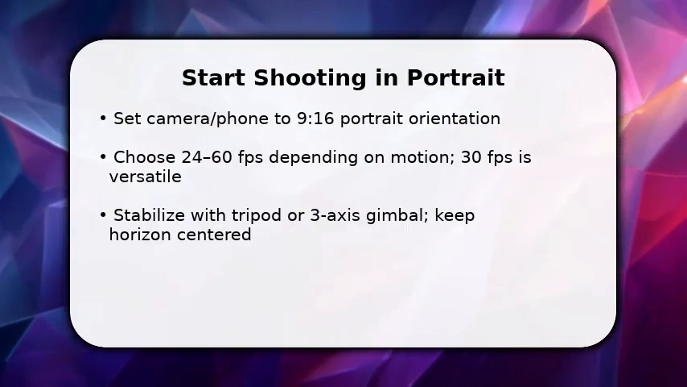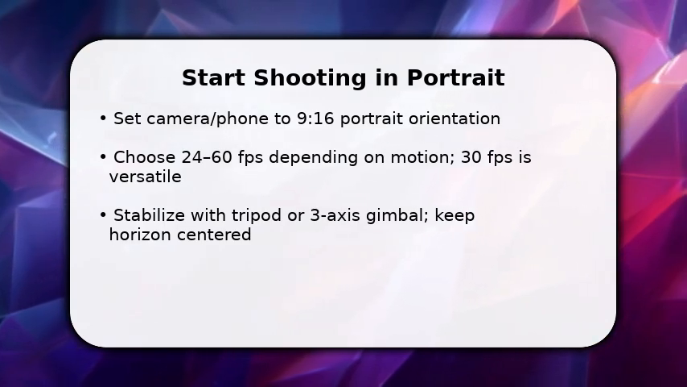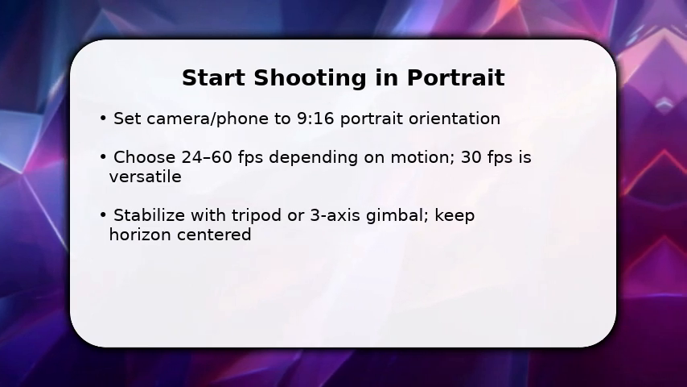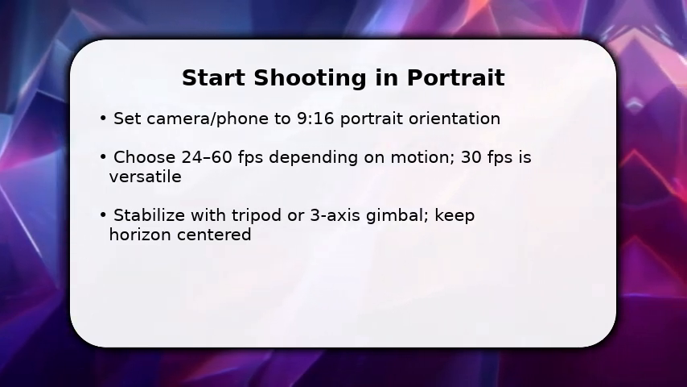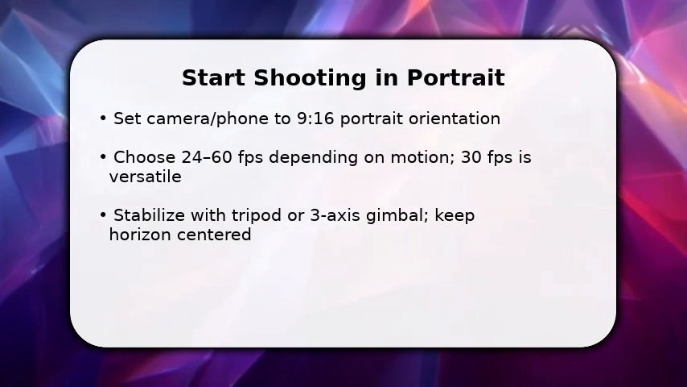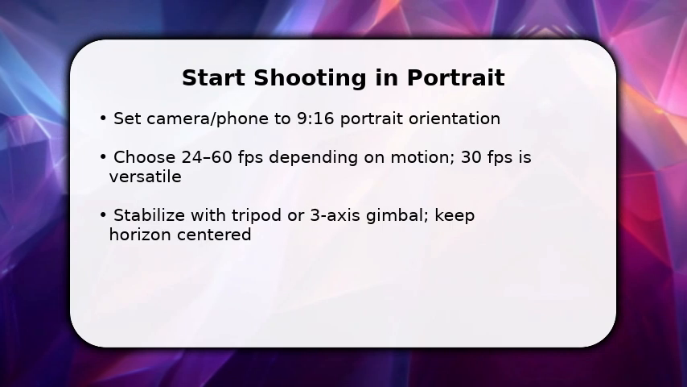You begin by orienting the camera to portrait and locking that frame. This immediately sets composition for vertical platforms. Once done, pick frame rate, 30 FPS for general use, 24 for cinematic motion, 60 for fast action, and select exposure mode to avoid flicker.